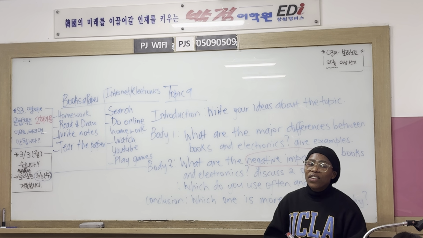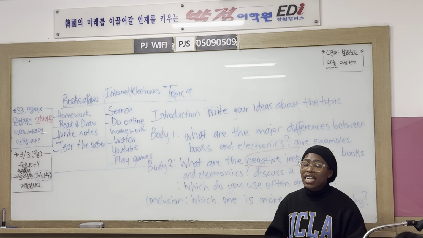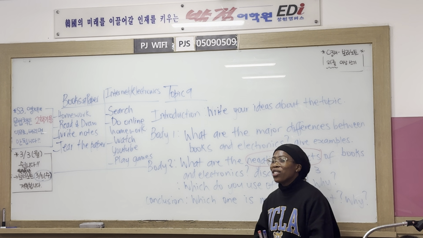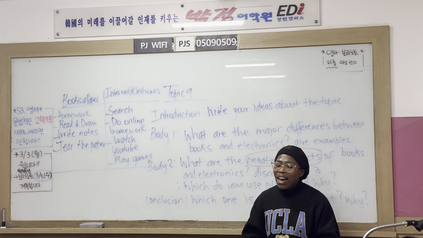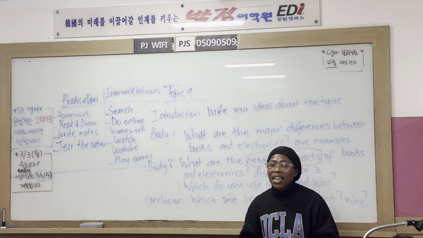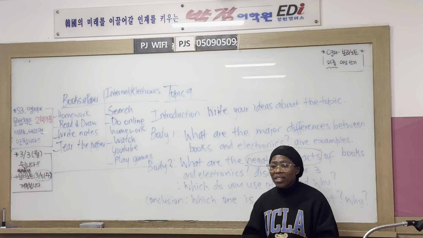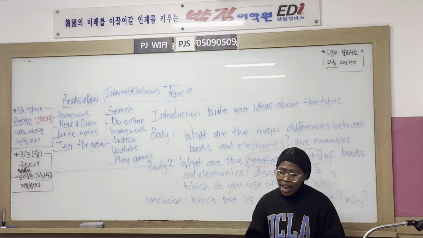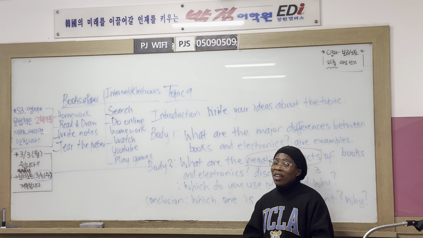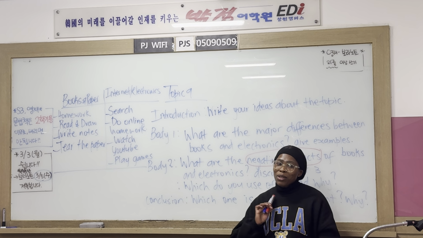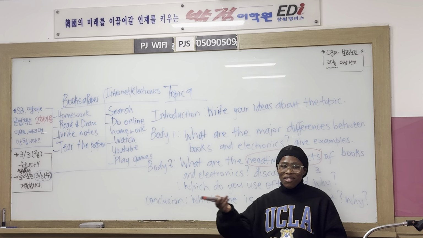Which ones are more convenient? Now, when we talk about convenience, hands up if you say books and letters. 1, 2. Hands up if you say internet and electronics. Okay. So the majority of the people in this class are voting internet and electronics, while 2 people think it's paper and books. I'm going to go with the ones that say paper and books. So we are 3 against the rest of the class.